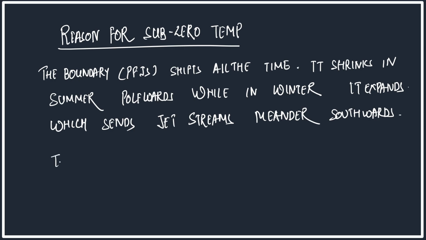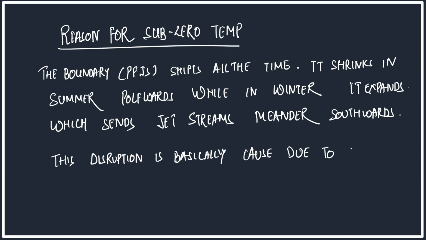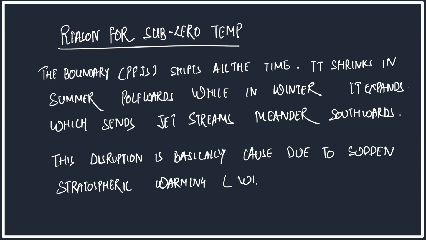Paragraph change. This disruption is basically caused due to sudden stratospheric warming. In bracket you can write weakening of polar vortex. It is another phenomenon, sudden stratospheric warming, you don't have to explain here, right? Sudden stratospheric warming basically means weakening of polar vortex.